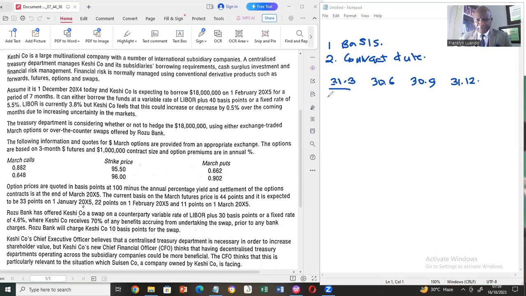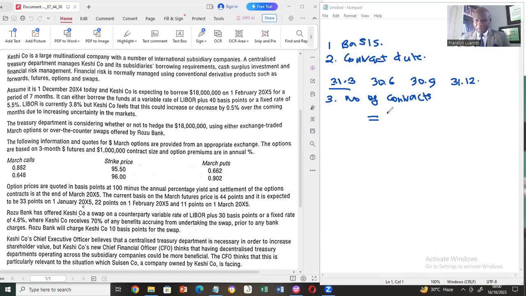Number 3, you need to determine the number of contracts. The number of contracts is calculated by taking into account the amount to be invested or the amount to be borrowed. So in short, the amount exposed to risk as a result of changes in interest rates.